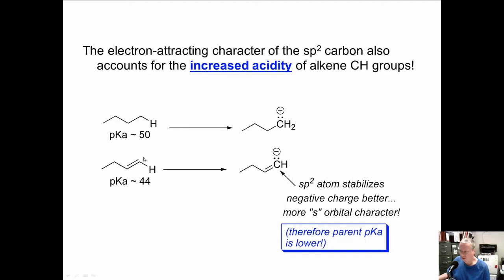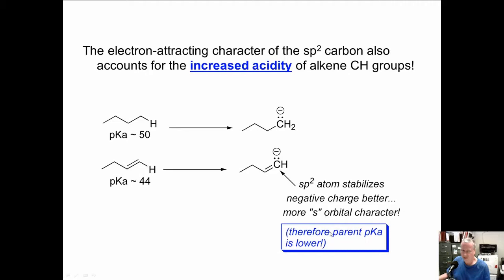And that's due to, whenever we think about acidity, what do we say? We talk about the stability of the conjugate base. So this is a very unstable conjugate base. This is a slightly more stable conjugate base, and that accounts for the slight increased acidity. sp2 stabilizes the negative charge better. There's more s orbital character, and therefore the parent pKa is slightly lower.